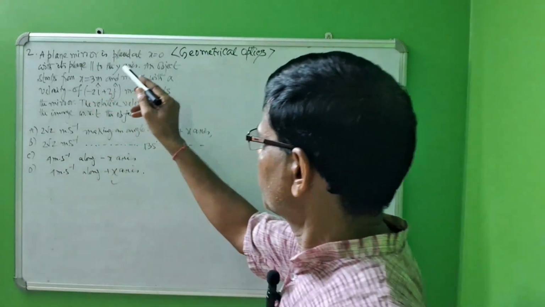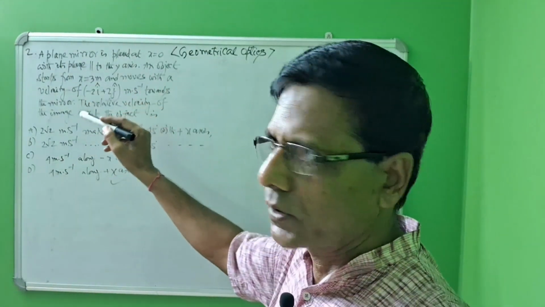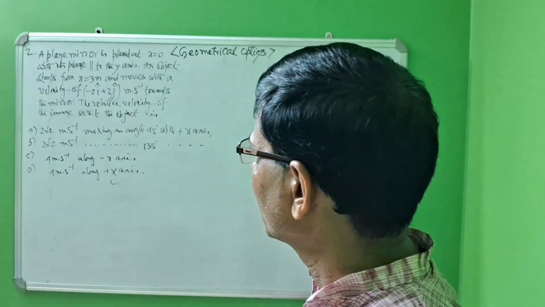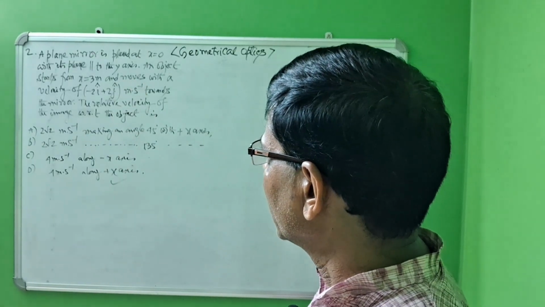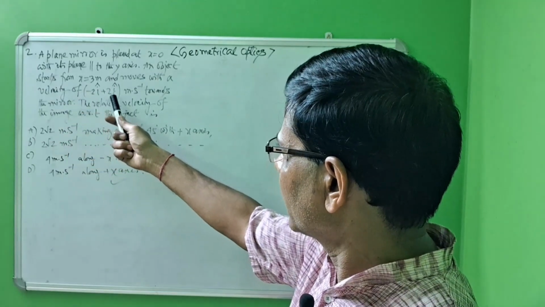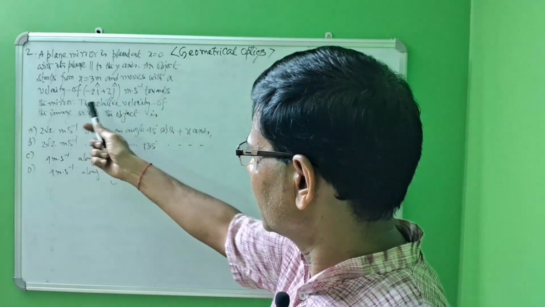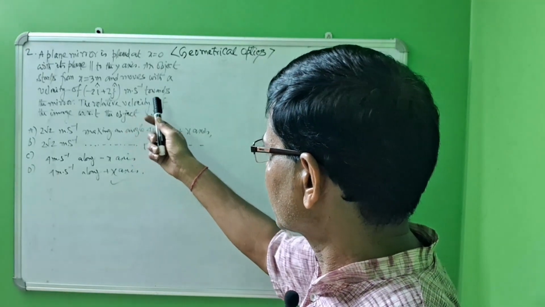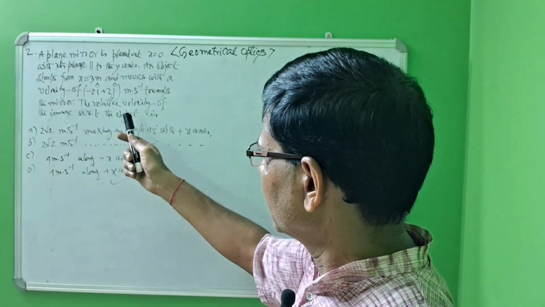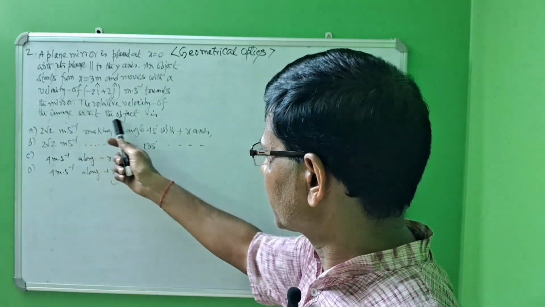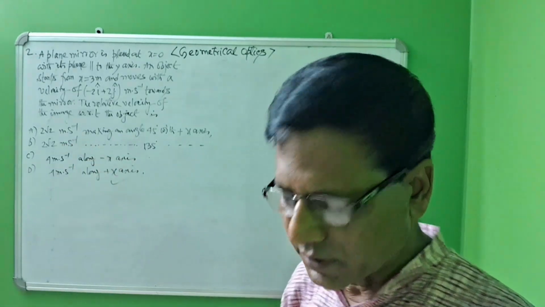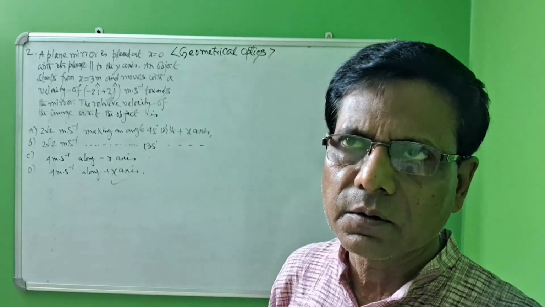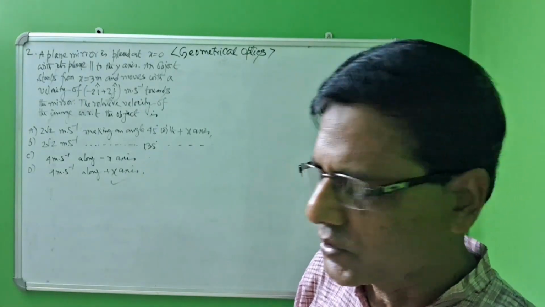A plane mirror is placed at x equal to 0 with its plane parallel to the y-axis. An object starts from x equal to 3 meter and moves with a velocity minus 2i plus 2j meter per second towards the mirror. The relative velocity of the image with respect to the object is asked, with 4 answers given here. So this is a problem of relative velocity.